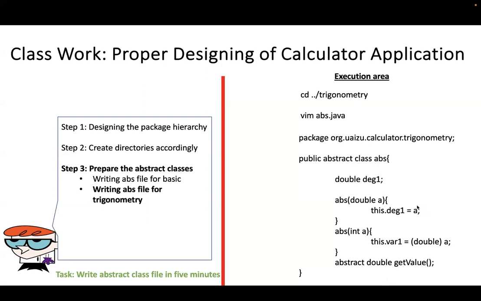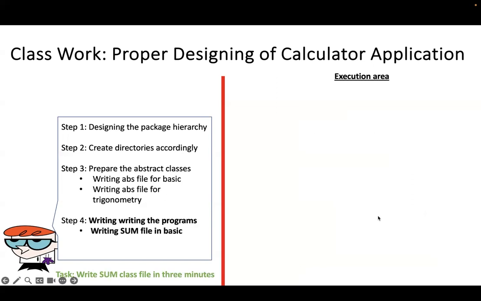Once we create the abstract files for each subpackage, we can now ask your team members to import the subpackage and write the programs. So this is your step 4. Please write the sum file using the abstract file given previously. You are given 3 minutes of time.